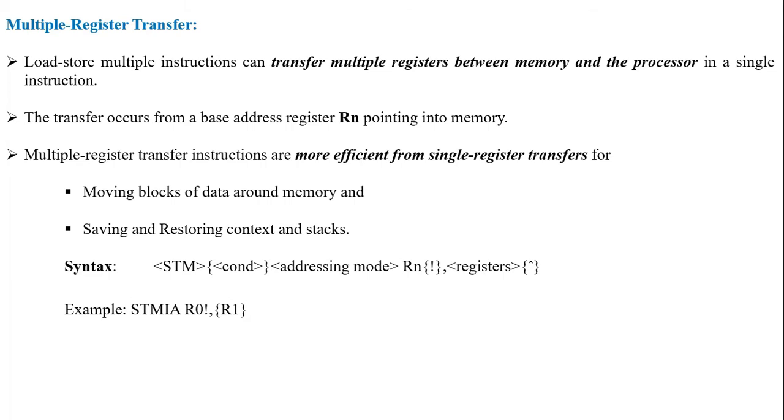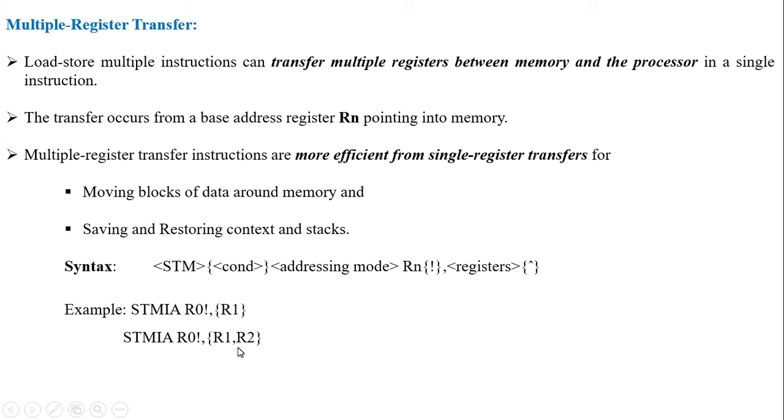With respect to examples, consider STMIA R0 exclamation mark. The exclamation mark indicates that the R0 register acts as a base register pointing to the memory, comma, followed by, in curly brackets, the register R1. What happens once you execute this instruction: the R1 data is stored in the R0 memory location, then the R0 memory location is incremented by 4 locations. Why? Because 32-bit data is stored in the memory locations, that is the reason 4 locations are incremented. Then another example, STMIA R0 comma, in the brackets R1 comma R2.